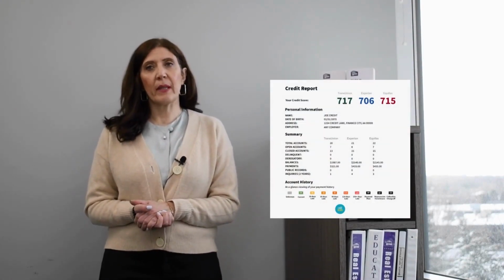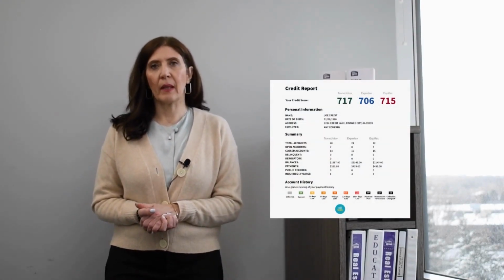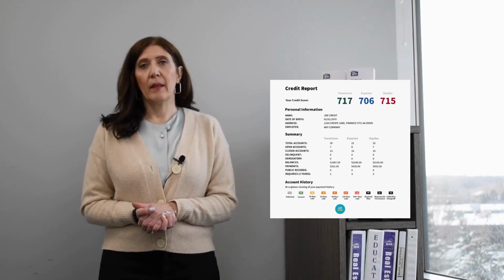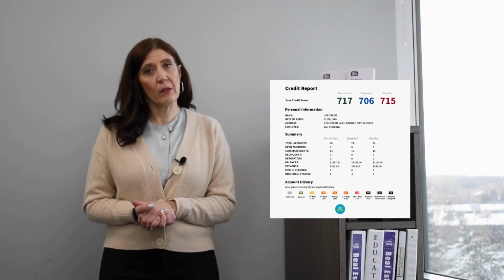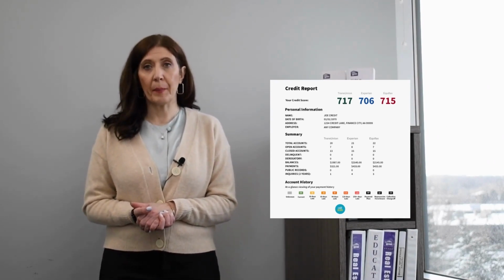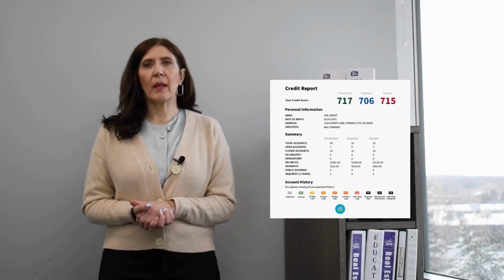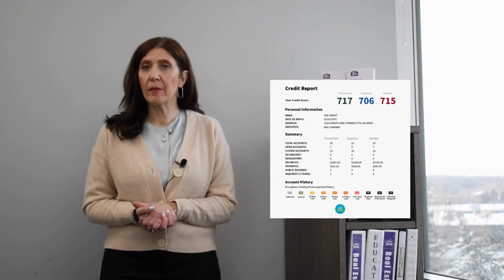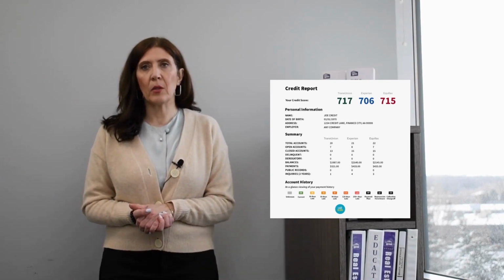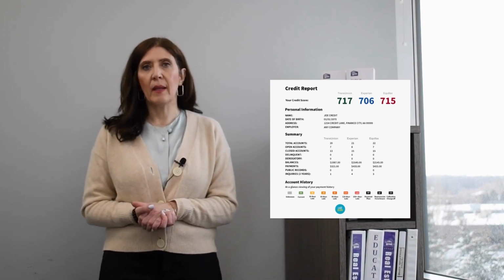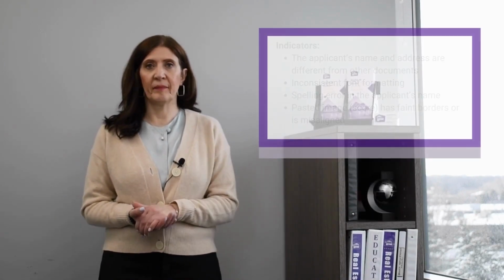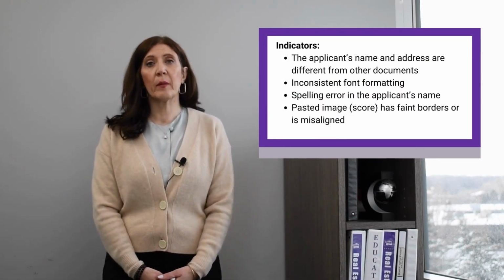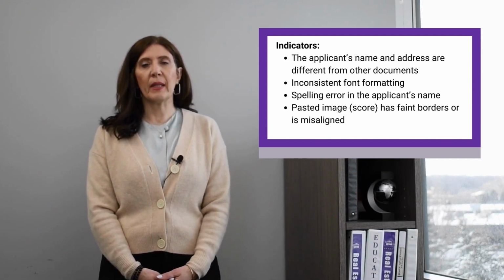The credit report is one of the most important documents that landlords examine closely. It determines an applicant's credit history with managing debt and bill payments. This document can be altered to show a higher score by copying an image, which can be easily found online, and pasting the image onto their report, putting the tenant in a more favorable position. When reviewing a credit report, keep an eye out for the following indicators.